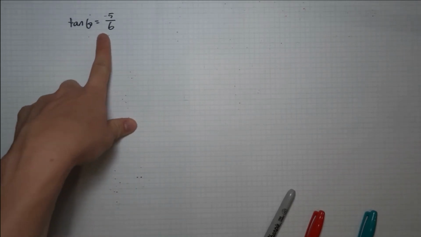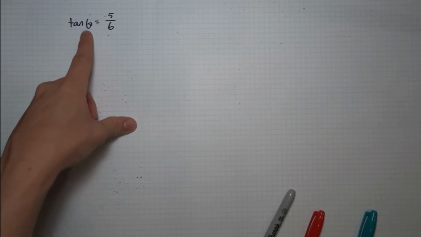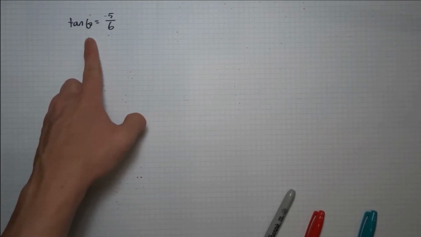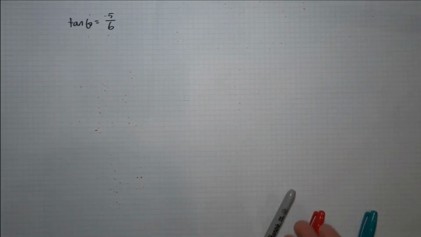So here we have a second example where they tell us that the tangent of big G equals negative 5 over 6. And big G is just like any other variable. We could have put theta here, we could have put x here. It doesn't really matter what we use here. Usually for angles we use capital letters just to differentiate from angles and from side lengths. So that's why we have a big G here, but this could be theta, it could be whatever we wanted it to be. So here we have negative 5 over 6.